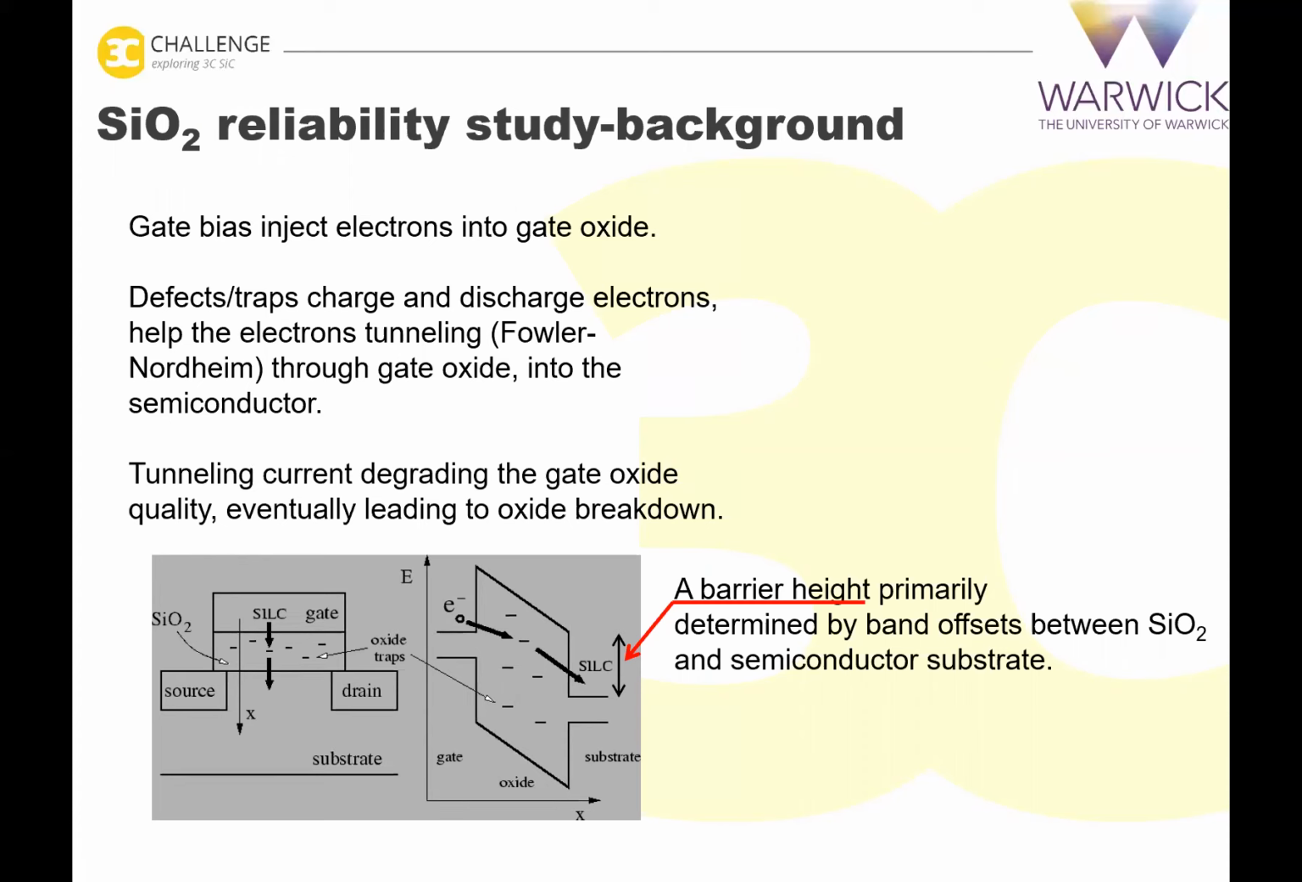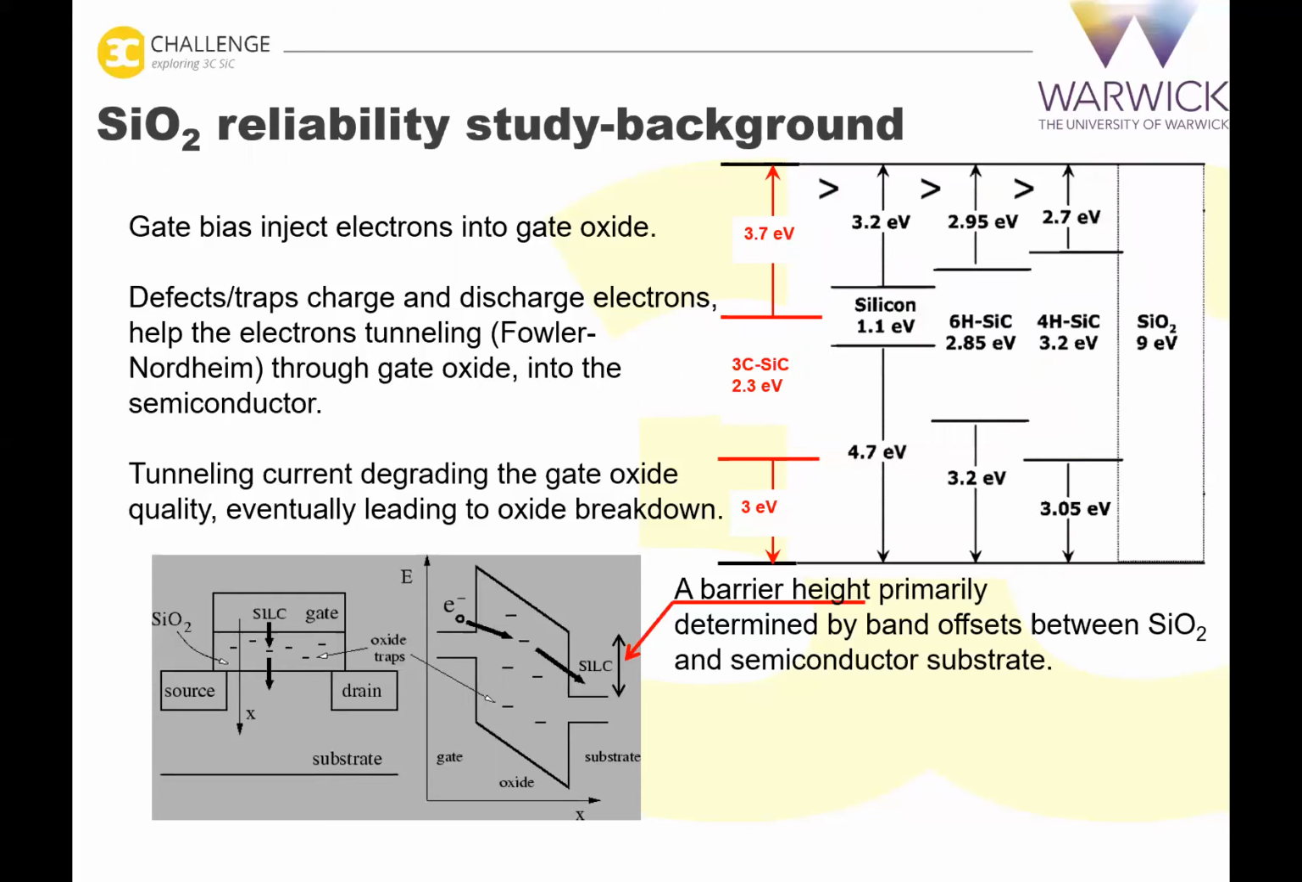So the conventional theory about the oxide reliability is that when you apply a voltage to the gate terminal, electrons are injected to the gate oxide. And since there will always be defects or traps in real-life oxides, these defects will act as charging and discharging points, forming a conduction path for electrons to get through the oxide, and finally reaching the silicon dioxide and semiconductor interface. And at that interface, there is an energy barrier which will need to be overcome. And this barrier is caused by the band offset between the silicon dioxide and semiconductor. And the tunneling current will eventually lead to the oxide breakdown.